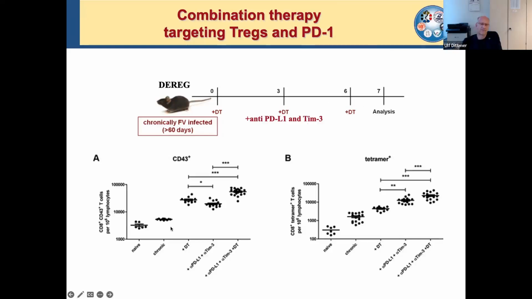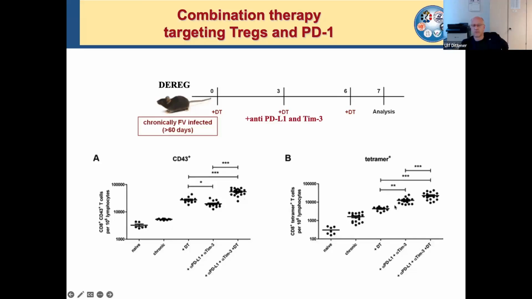And here's the data in terms of CD8 T cell responses. So here's the number of activated CD8 cells that we have in a chronically infected mouse. If you deplete Tregs, this goes up. If you block the inhibitory receptors, this also goes up. If you combine these two therapies, you have an even further significantly enhanced response here in terms of CD8 activation.